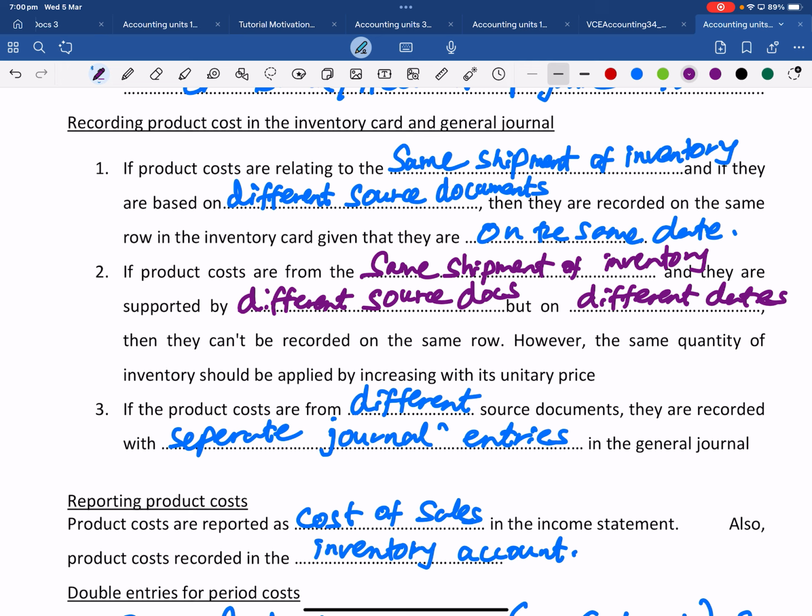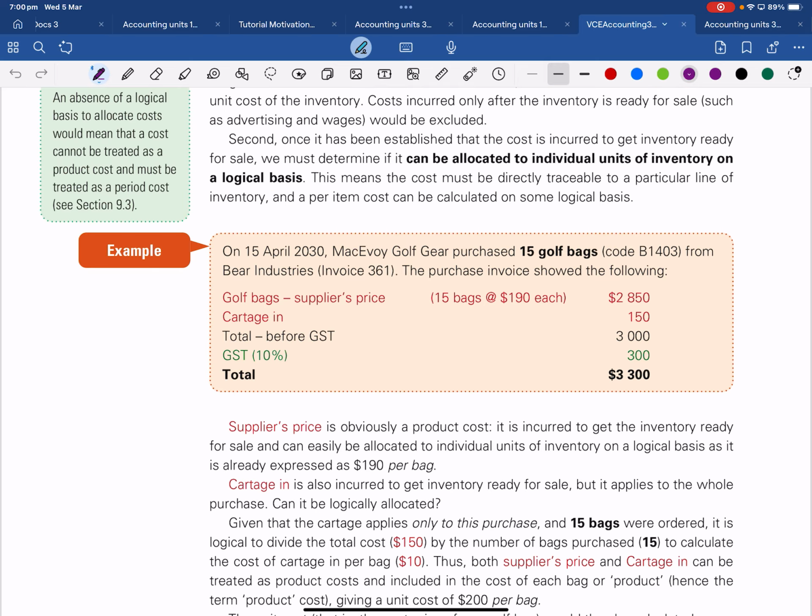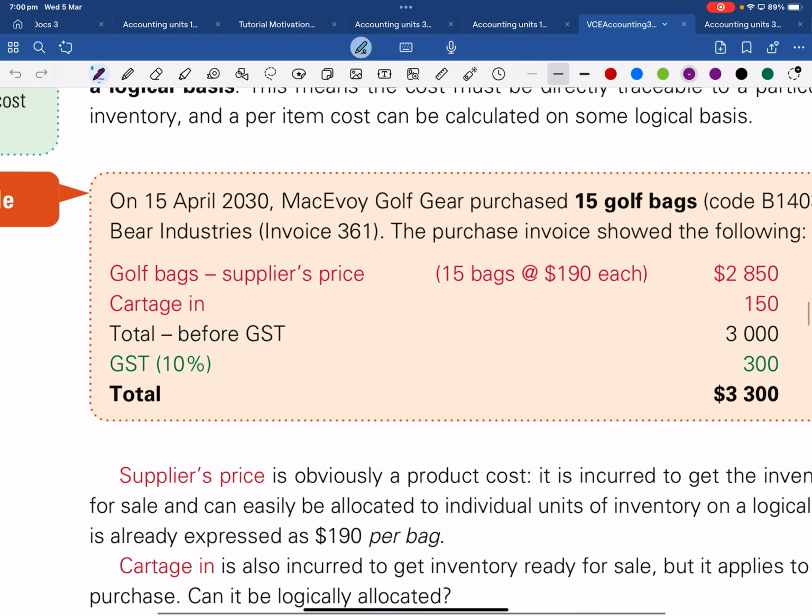Let's say we have a few different product costs, for example the supplier's price and cartage in. If we have one source document, we record everything in one separate ledger entry and also one item in the inventory card. Let's say we have different source documents but on the same date. Still we can record them at the same place. Like this. Now have a look at this example.